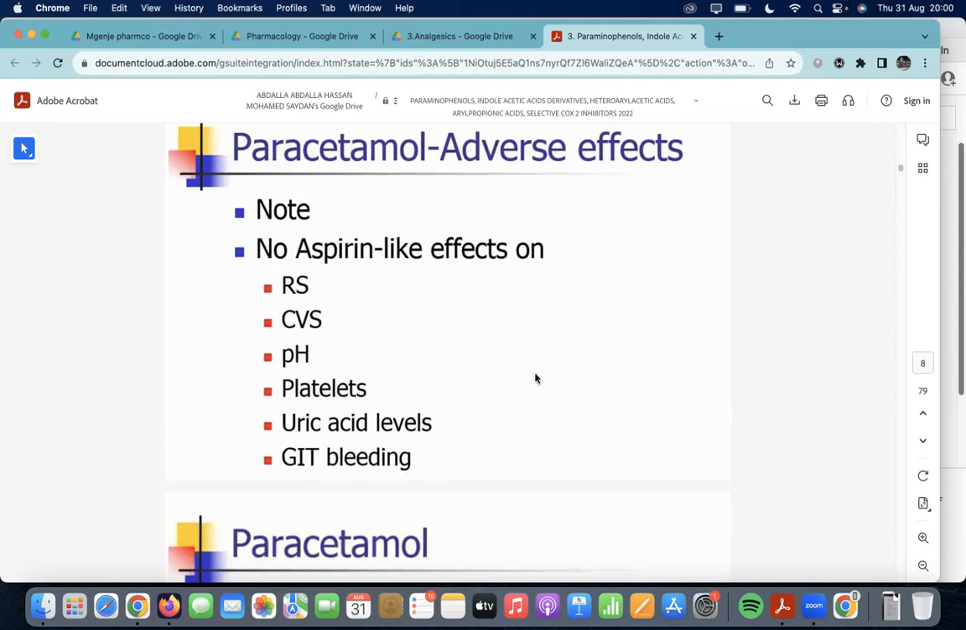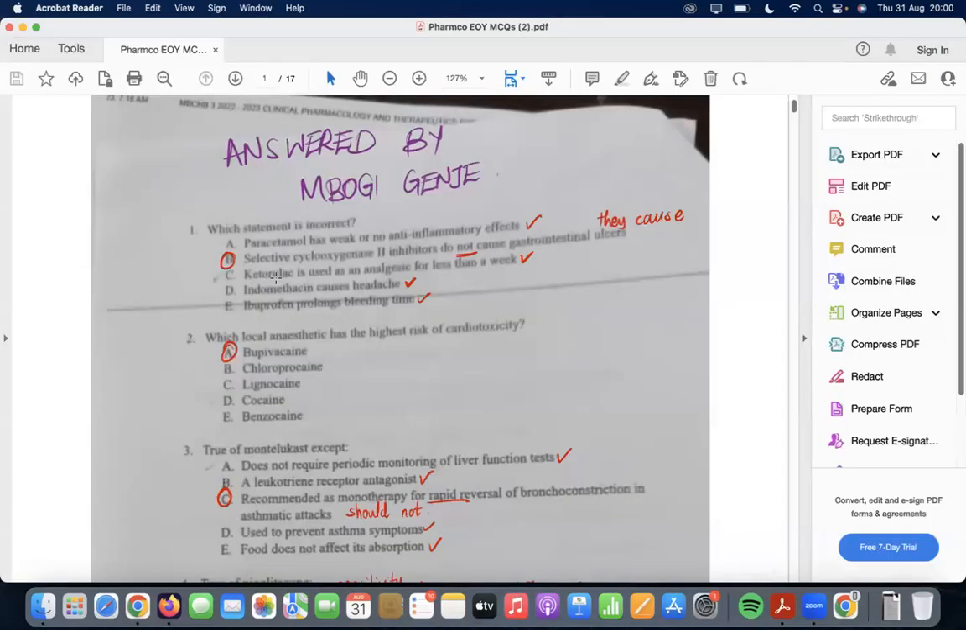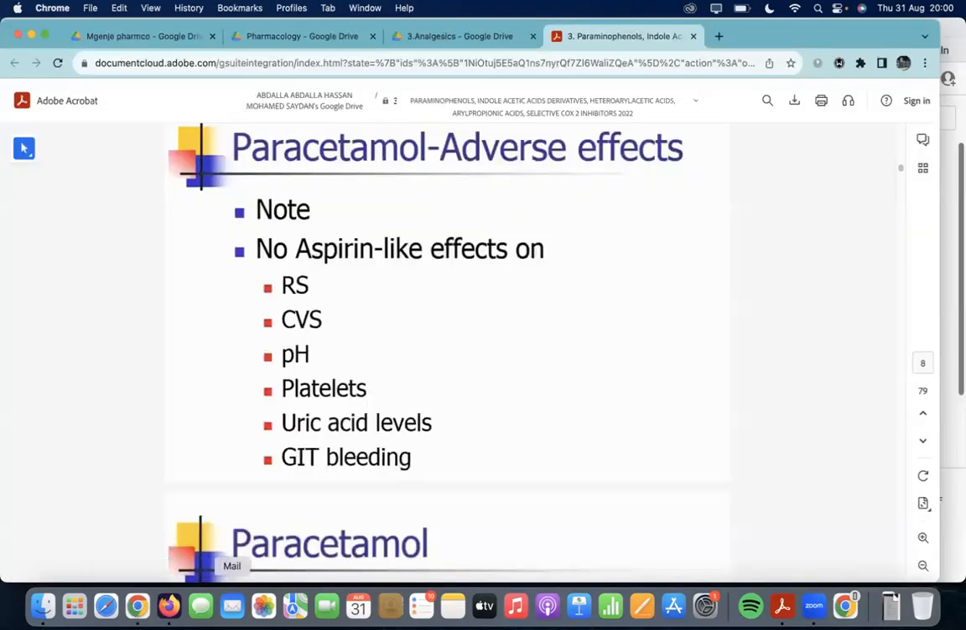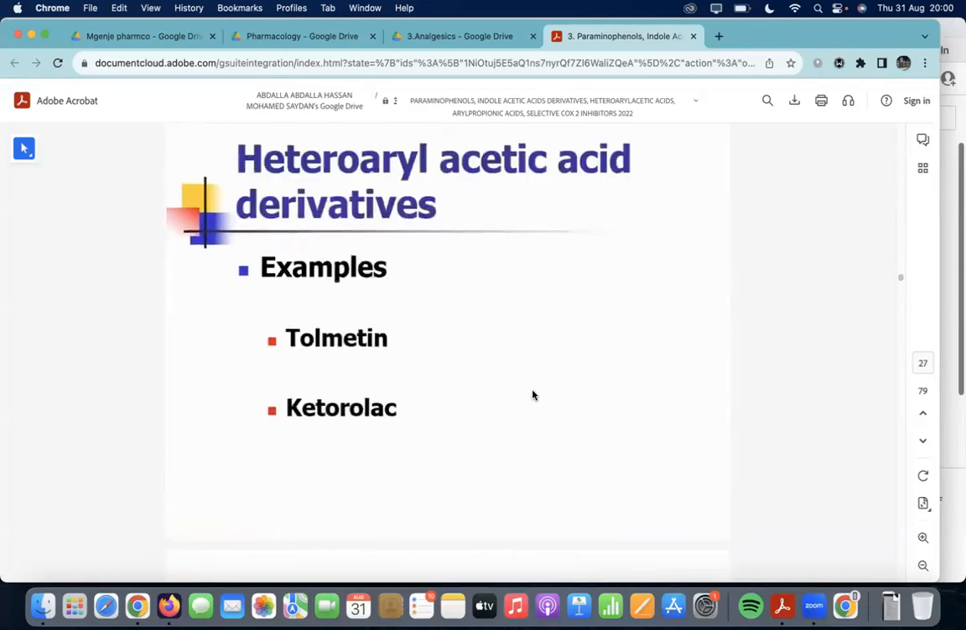So going back to the question, at least you have gone through much about paracetamol in regards to choice A. So choice B was saying selective COX-2 inhibitors do not cause gastrointestinal ulcers. So they actually do. And the evidence is in slide 55. Let me just jump there.